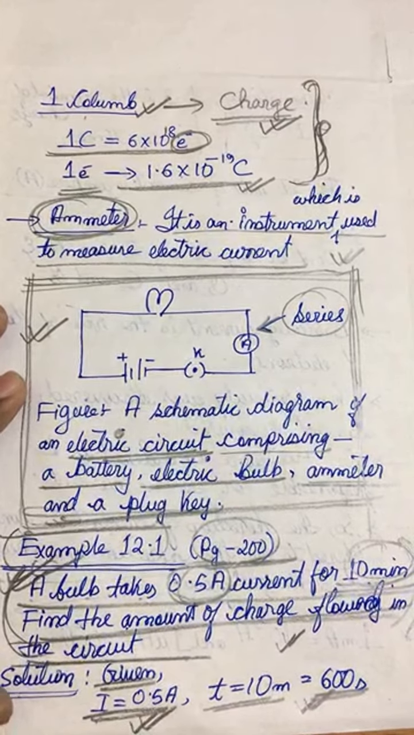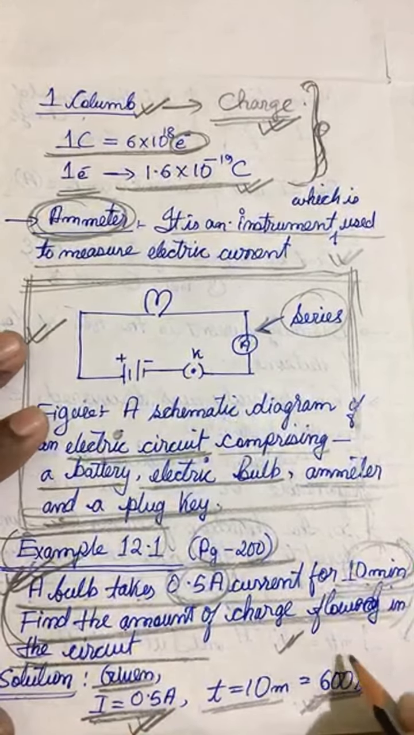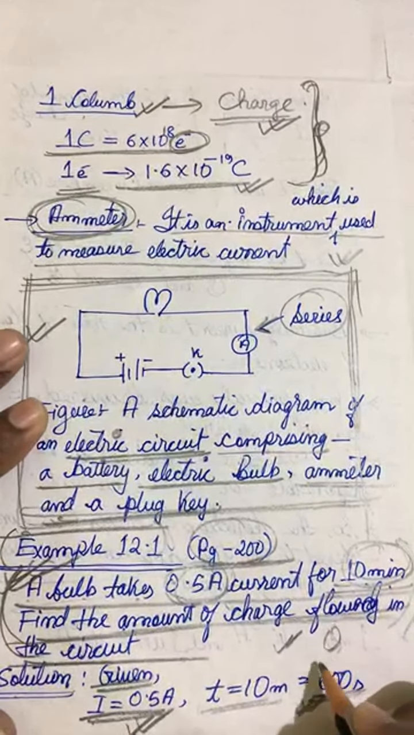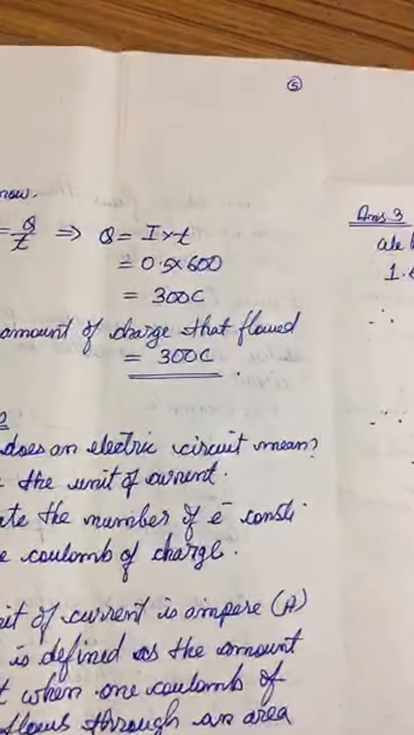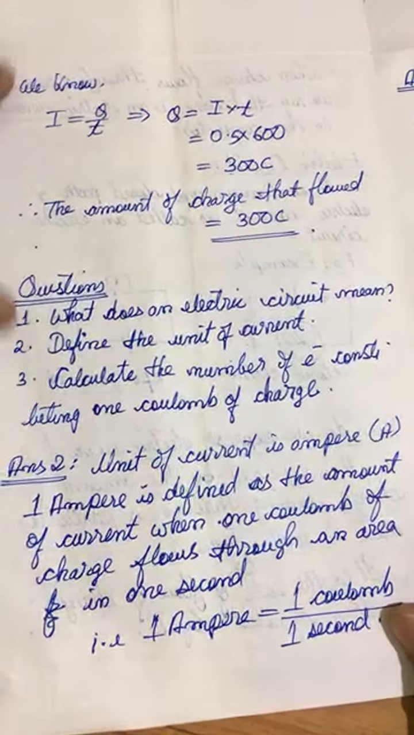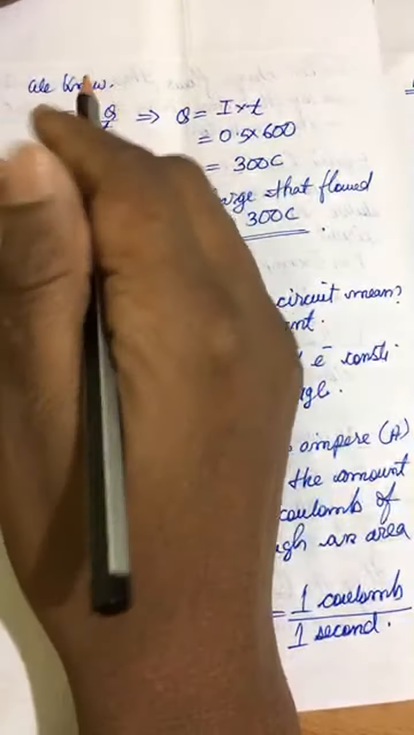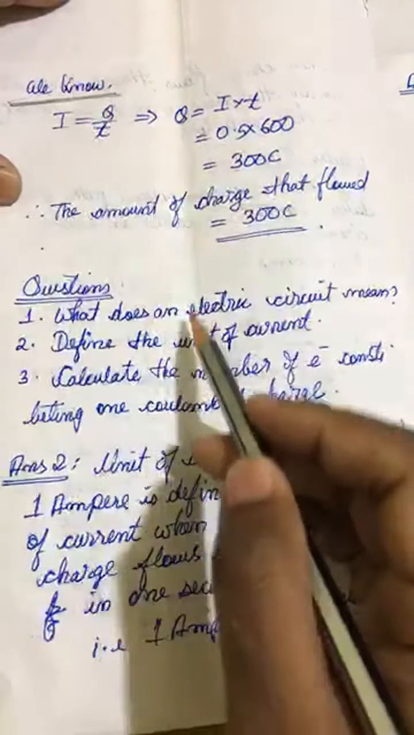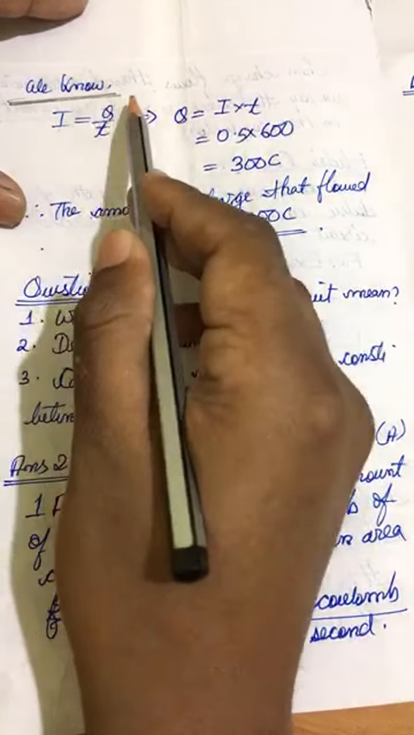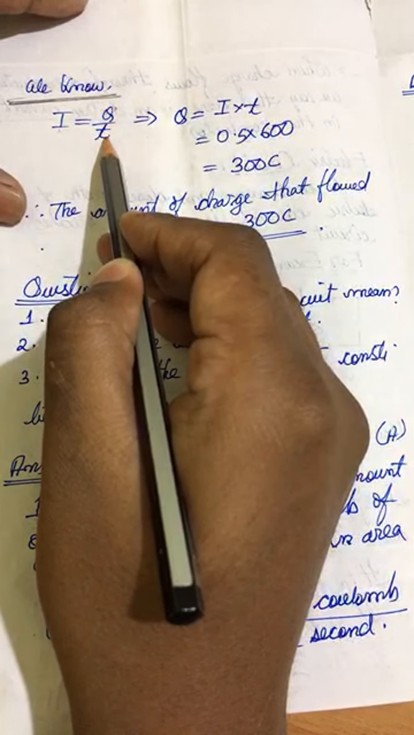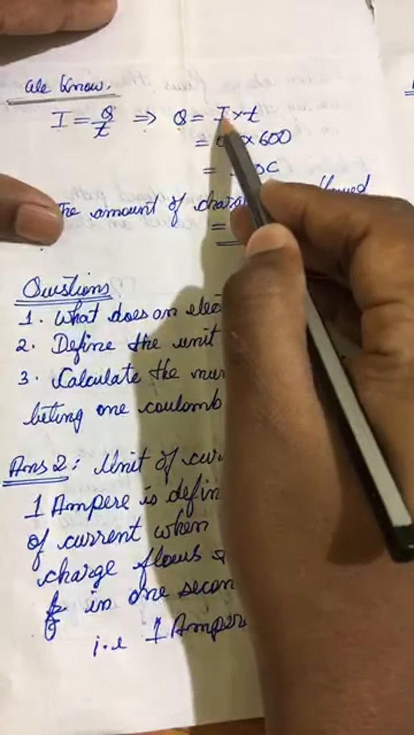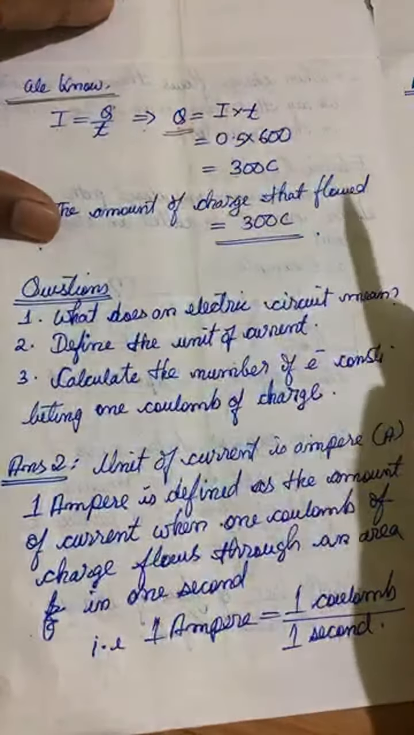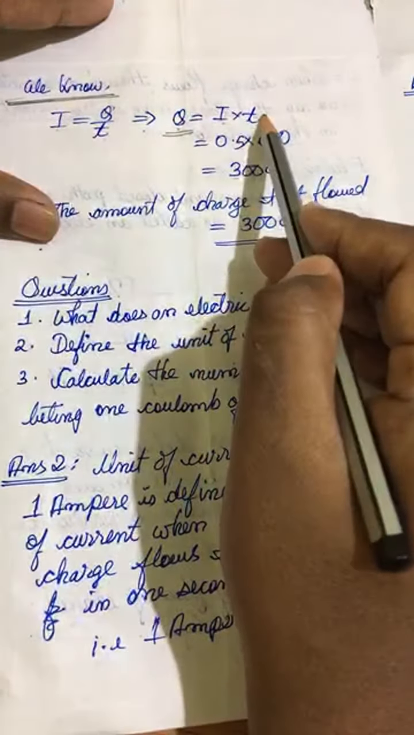Then we have to recall what formula is necessary to find charge, that is Q. We have learned that. So after writing the given things, we have to write what we know, that is the formula we are going to use. We know that current I is equal to Q by T, which implies Q is equal to I into T. Q is what we are asked to find.